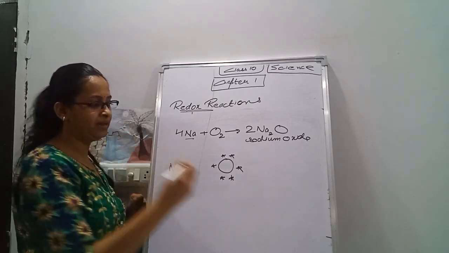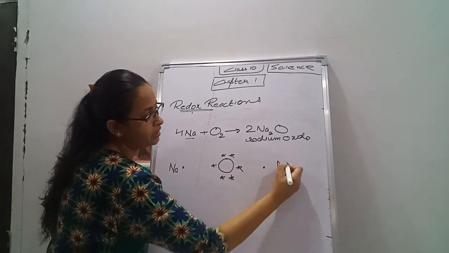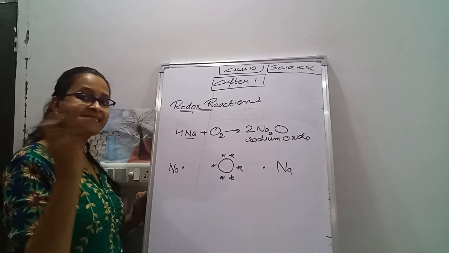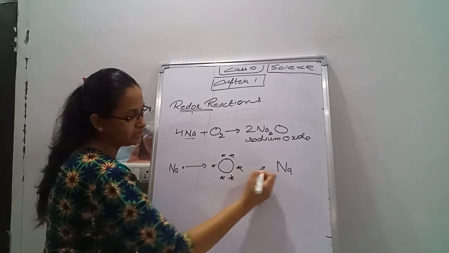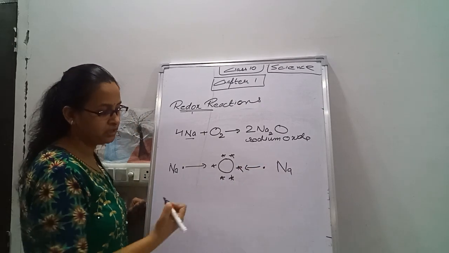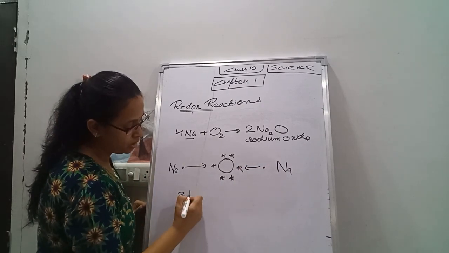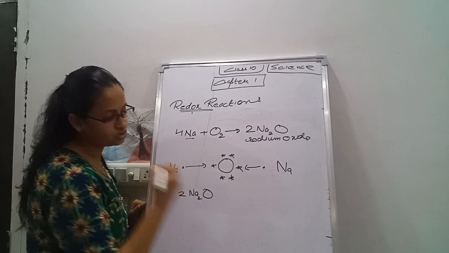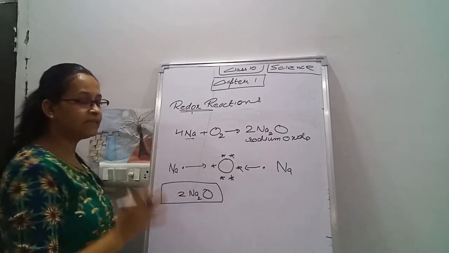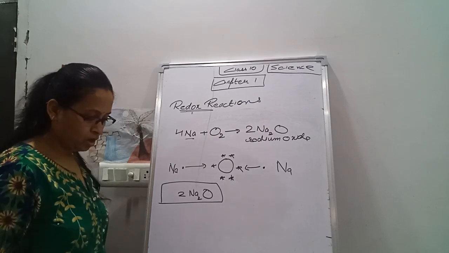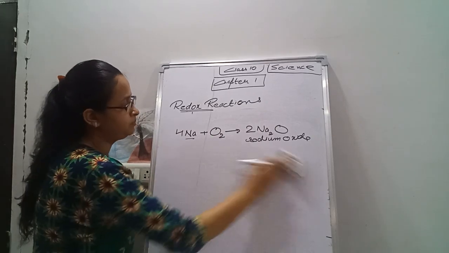Sodium has 1 valence electron. It is not possible to take 7 valence electrons, so it will give its 1 valence electron to oxygen, and here there will be 2 molecules of sodium oxide. Now I think this is very much clear. Now coming to the next part of this.